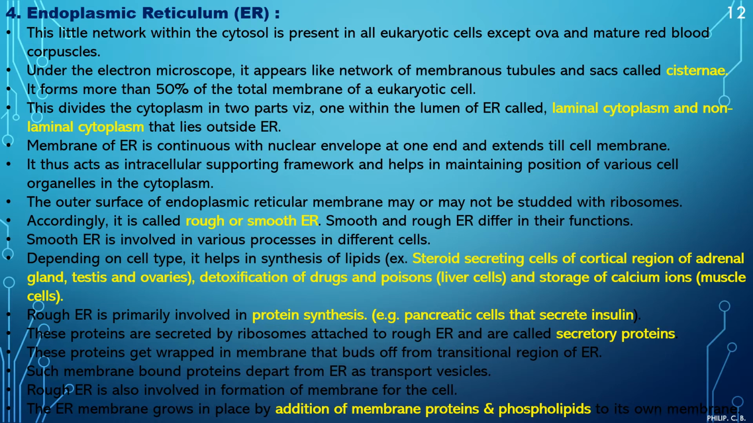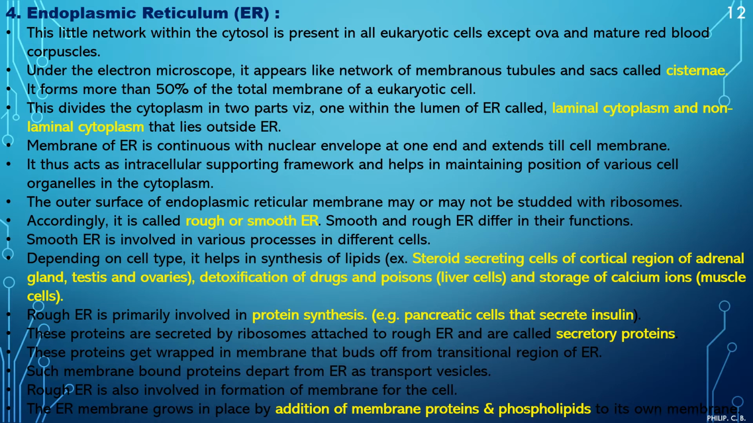Which one? The smooth endoplasmic reticulum. For example, steroid-secreting cells of the cortical region of the adrenal gland, testes and ovaries. Also detoxification of drugs and poisons in liver cells, and storage of calcium ions in muscle cells.